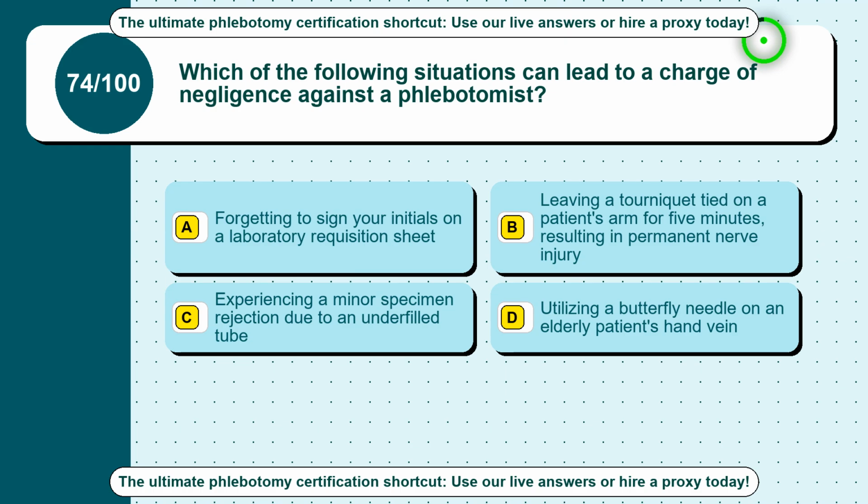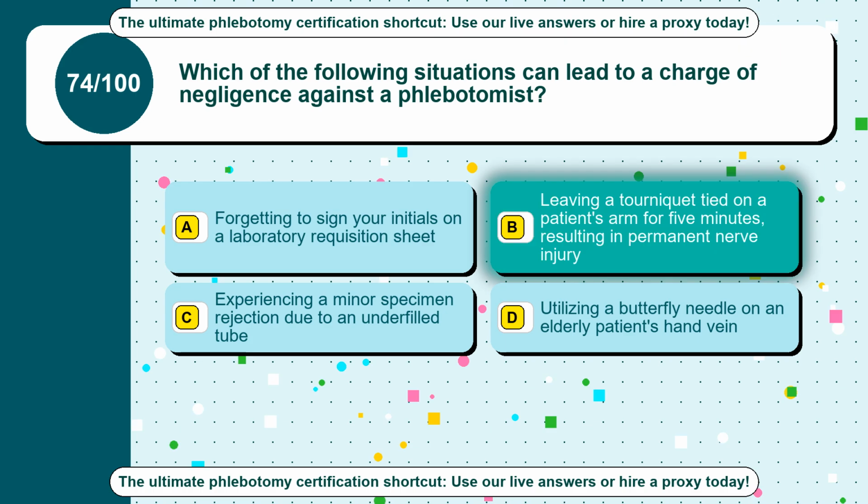Question 74. Which of the following situations can lead to a charge of negligence against a phlebotomist? Option A. Forgetting to sign your initials on a laboratory requisition sheet. Option B. Leaving a tourniquet tied on a patient's arm for 5 minutes, resulting in permanent nerve injury. Option C. Experiencing a minor specimen rejection due to an underfilled tube. Option D. Utilizing a butterfly needle on an elderly patient's hand vein. The correct answer is option B.